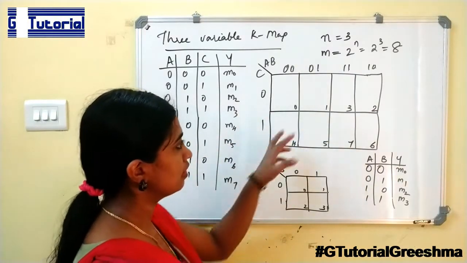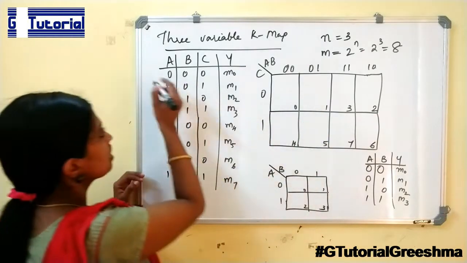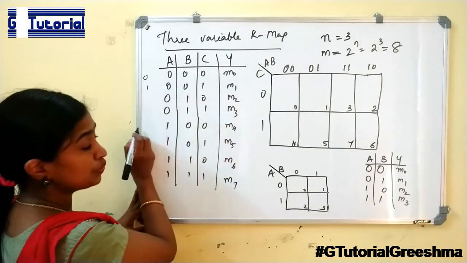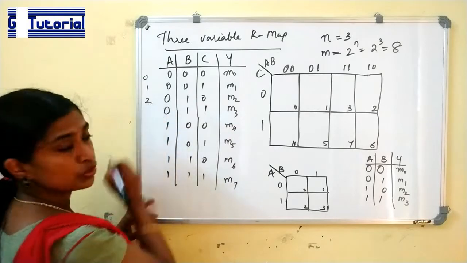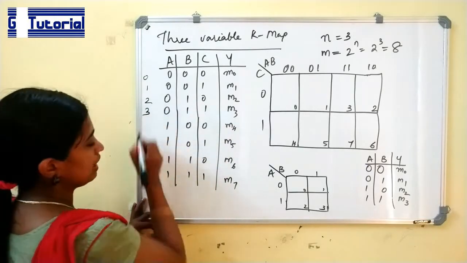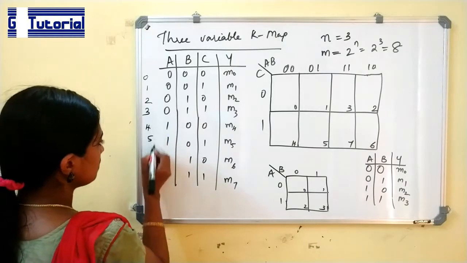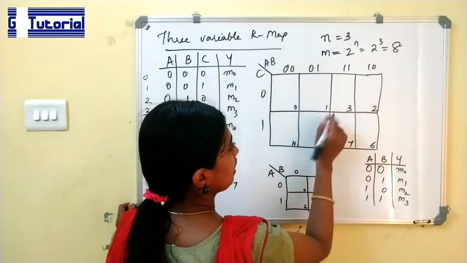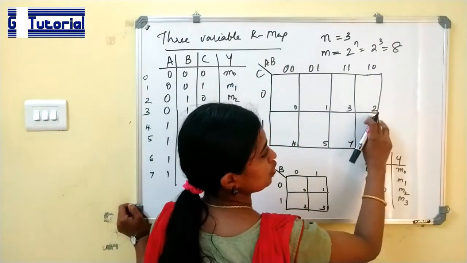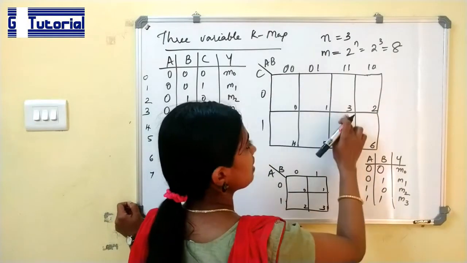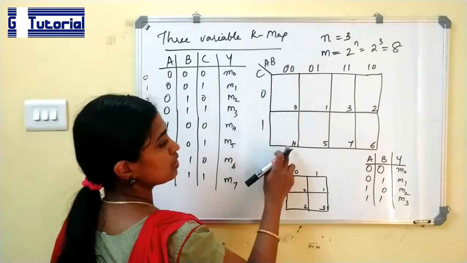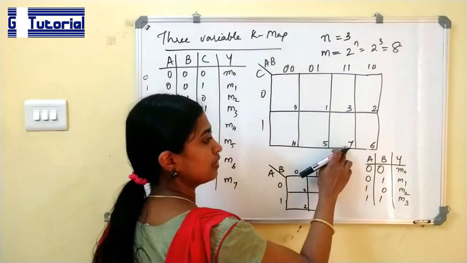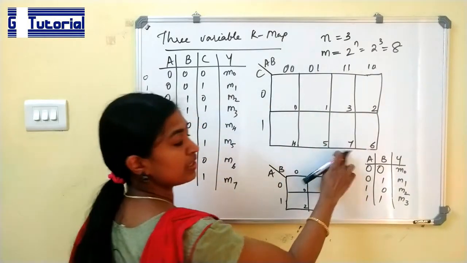So 000 means 0, 001 means 1, 010 is decimal 2, 011 is 3. So we are writing this decimal equivalent like this. 000 is 0, 001 is 1, 010 is 2, so 2 comes here. 011 is 3. Similarly 100 is 4, 101 is 5, 110 is 6, so 6 comes here, not here. 111 is 7 and 7 comes here.